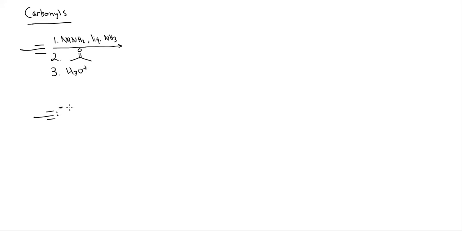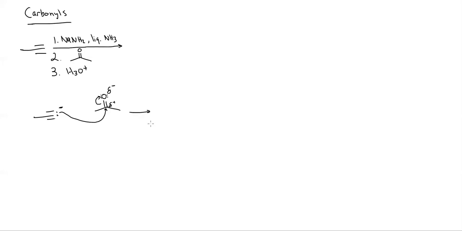And if I look at this ketone, this C=O bond is polar, right? So this oxygen up here is slightly negative, and this carbon is slightly positive. Since this carbon is slightly positive, this negative charge is going to be attracted to it, so it can attack here.